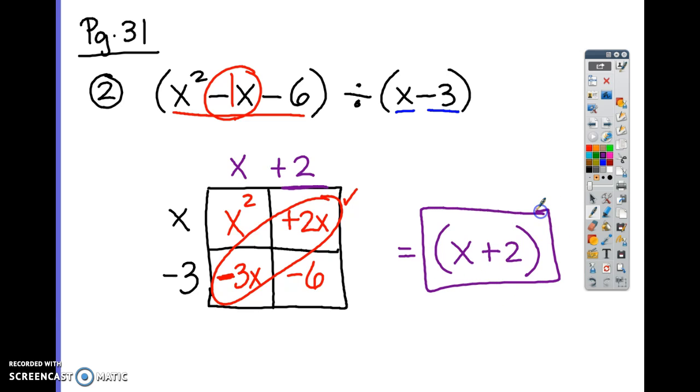Because they're asking you to divide. They're not asking you for the factors. So they had already given you this part, the x minus 3. You don't need to rewrite it. You just write that down as the answer.